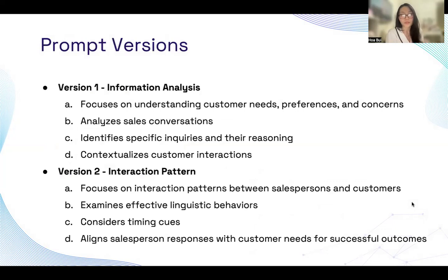Next slide, please. So for the PA3 version, we have two versions. The first one is the information analysis, understanding consumer needs, preferences, and concerns by analyzing sales conversations, identifying specific inquiries, the reasons behind them, and the context of interactions. For the second version, interaction pattern, focusing on interaction patterns between salesperson and customers, examining effective linguistic behaviors and timing cues and alignment of responses with consumer needs to drive successful outcomes.